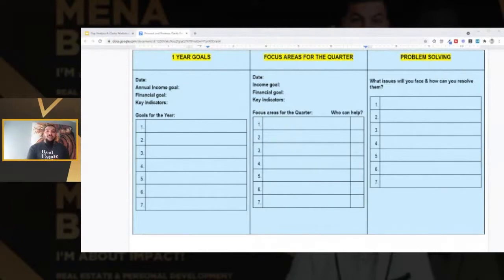What are the goals? What are the things you want to accomplish? Now, the second column here in the middle, I think it's probably the most important piece of this entire exercise, or one of the most important pieces, is really your focus areas for the quarter, right? Because we looked at things long-term. We looked at 5-10 years from now, where we want to be. We looked at 3 years. What does that look like? We looked at 1 year. What is it that we want to accomplish in 1 year?